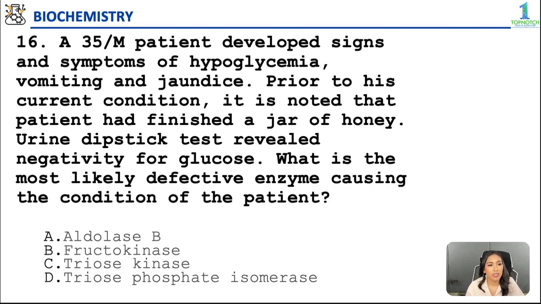Okay. Let's look at 16. A 35-year-old male patient developed signs and symptoms of hypoglycemia, vomiting, and jaundice. Prior to his current condition, it is noted that the patient had finished a jar of honey. Urine dipstick test revealed negativity for glucose. What is the most likely defective enzyme causing the condition of the patient? And the correct answer is A, aldolase B.